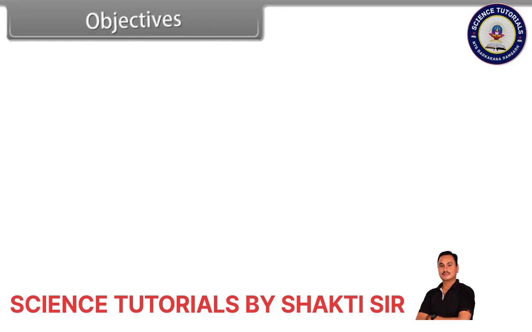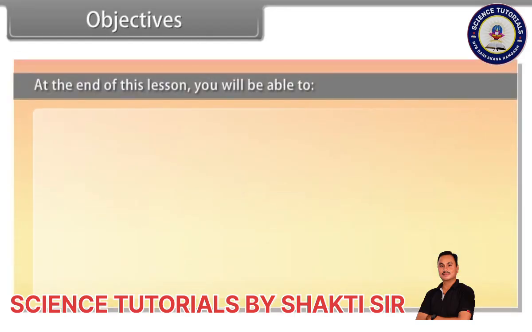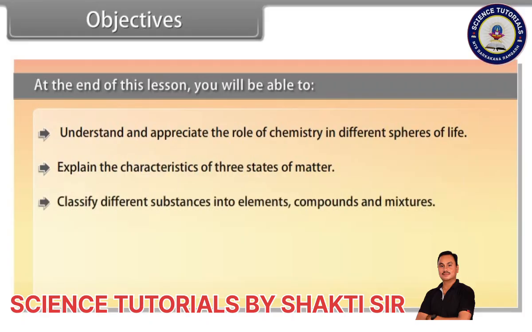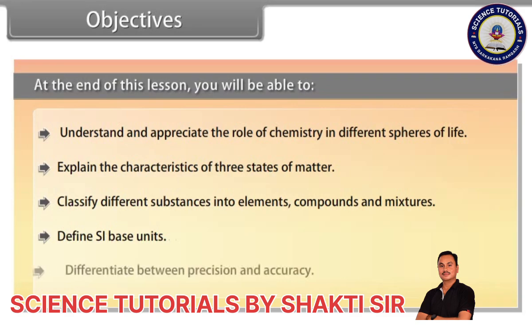Objectives. At the end of this lesson, you'll be able to understand and appreciate the role of chemistry in different spheres of life. Explain the characteristics of three states of matter. Classify different substances into elements, compounds, and mixtures. Define SI base units. Differentiate between precision and accuracy.